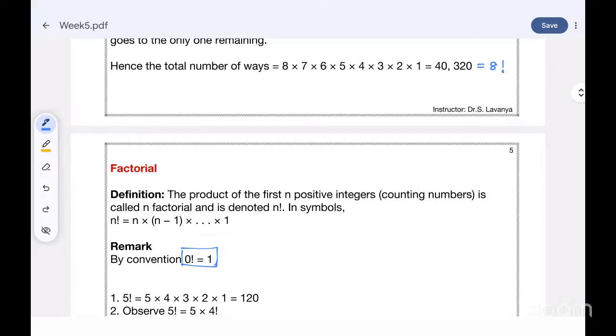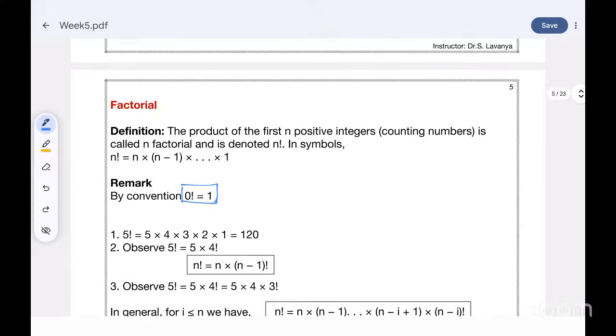So here you see what is meant by 5 factorial. 5 factorial is simply 5 into 4 into 3 into 2 into 1. Now what is 6 factorial? Can you quickly tell me what is 6 factorial? 720. How much? 720, right? You just have to multiply 6 with 5 factorial. Okay. Now observe, 5 factorial is 5 into 4 factorial.